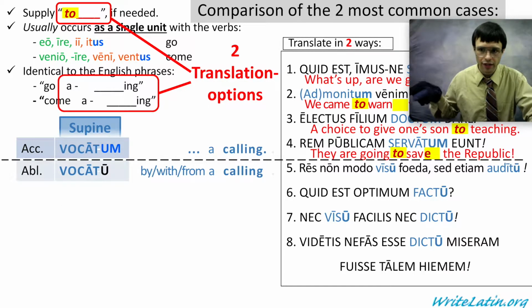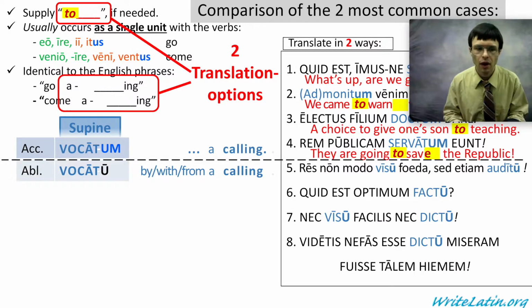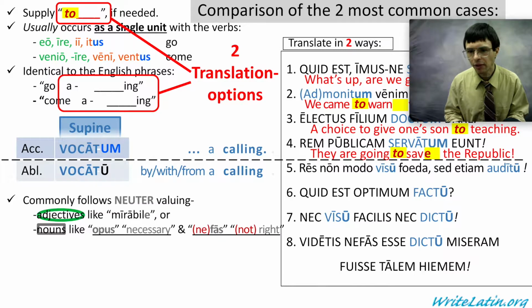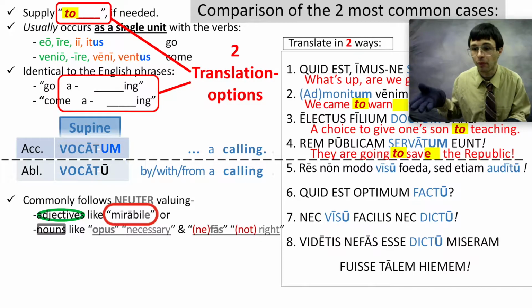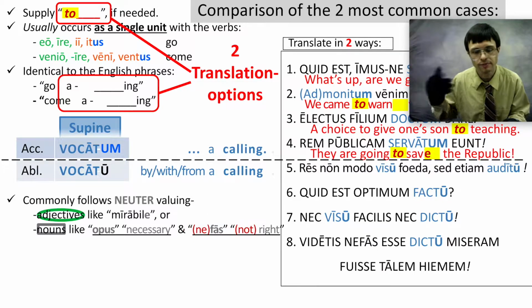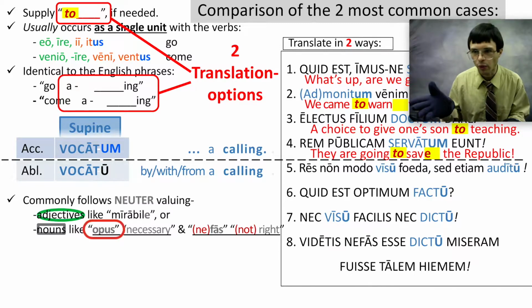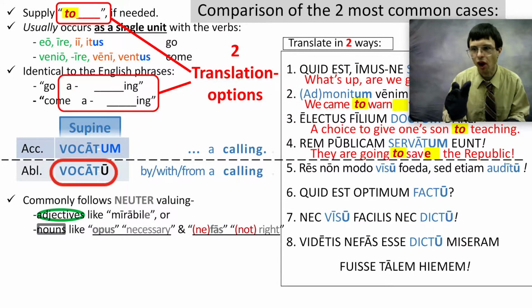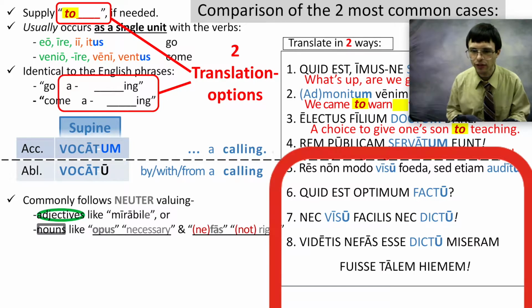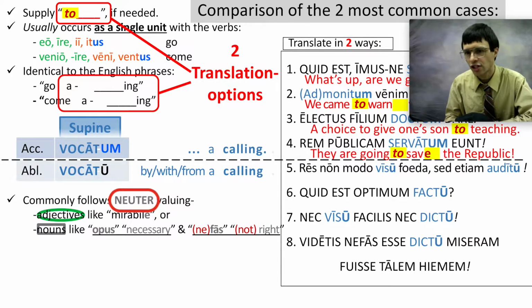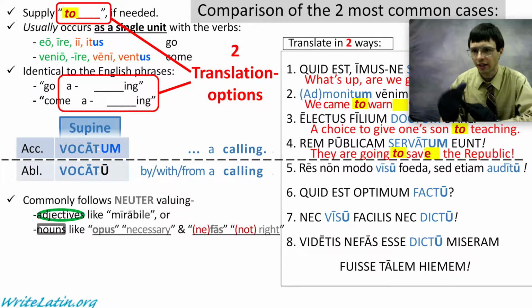All right, now let's try the other case, the ablative singular down there. First, it commonly follows neuter-valued adjectives or neuter-valued nouns. So for example, an adjective would be like mirabile, marvelous, or a noun would be like opus, necessary, or fas, right, or nefas, wrong. So marvelous by the calling, or necessary by the calling, or right by the calling of it. So look over here in the examples at the right. Can you find some of those neuter adjectives or nouns? Shout them out right now.